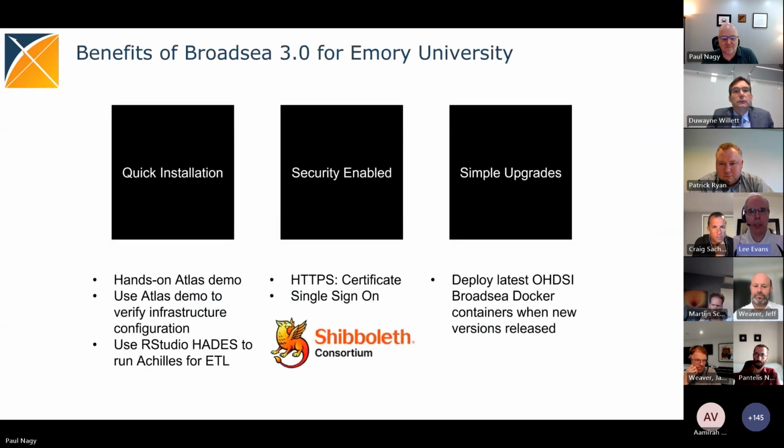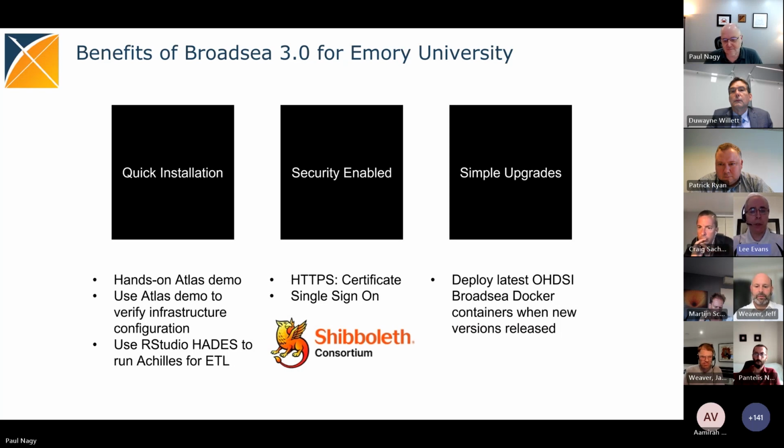So I did work with Jeff's team to install Atlas. It was great working with them. It's a great team. And I just wanted to talk about the benefits of using Broadsea. Broadsea lets you have kind of an instant demo of Atlas, so you can share that with the rest of your community at the site. You can use that demo to verify the infrastructure and configuration. That's sometimes quite difficult to know: is it my version of Atlas or is it something about the servers? We used RStudio to be able to run Achilles, so that was really great.